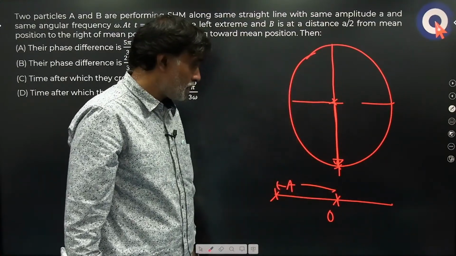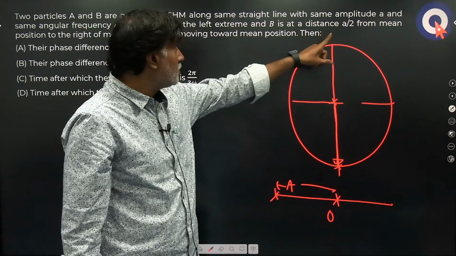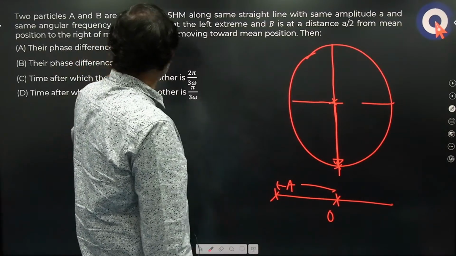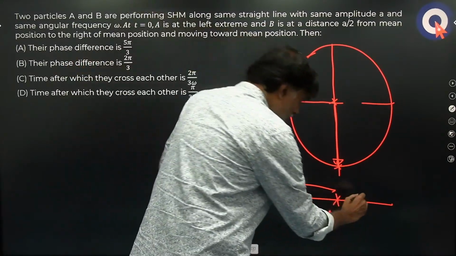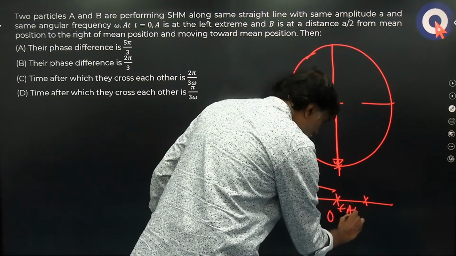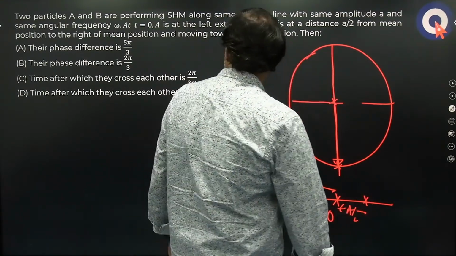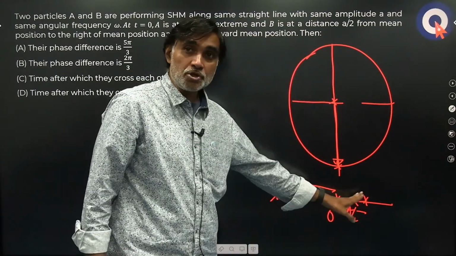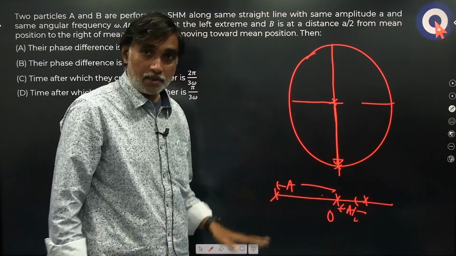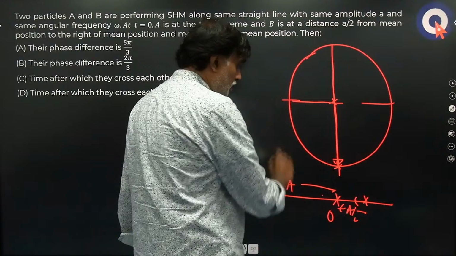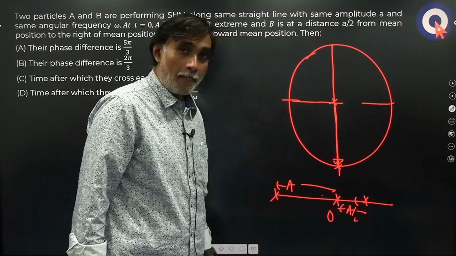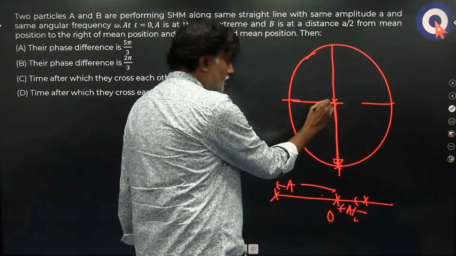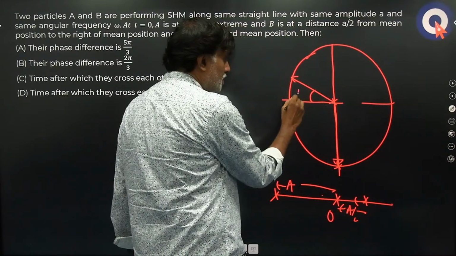And the other particle is at a distance A by 2 towards the right of the mean position, moving towards the mean position, meaning it is here at a distance A by 2, moving in this direction. Means what? Position is positive, velocity is negative. So where do you represent it? In the second quadrant. And what is theta? A sin theta should be A by 2, which means theta is 30 degrees or pi by 6. So this is pi by 6.